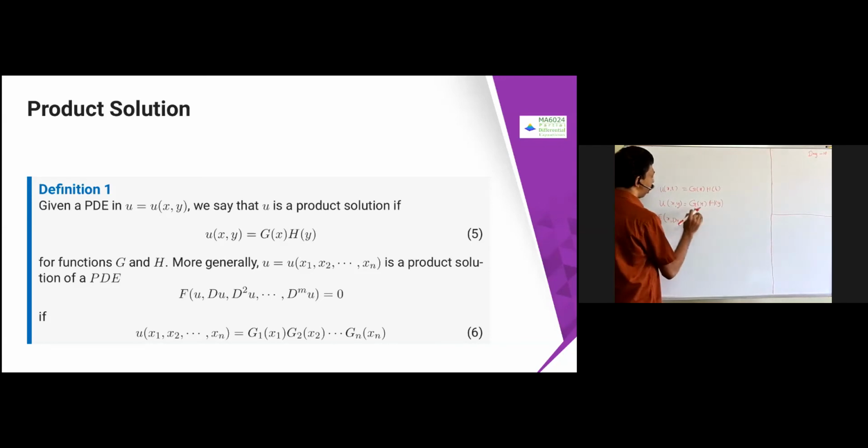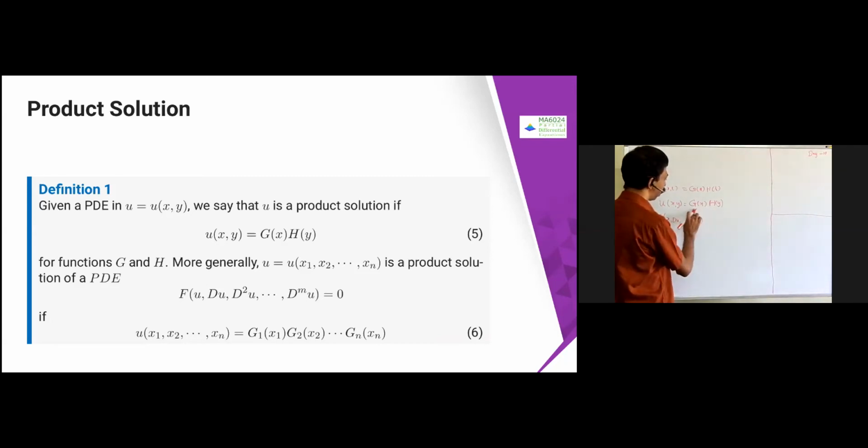Okay, and this is assuming that x and y are separable. Whatever x is there, I just assume that it is separable. Whatever y is there, I am just assuming that it is separable. It means the solution is going to be a product solution. It is called a product solution if it can be written as u of x, y equal to g of x into h of y.